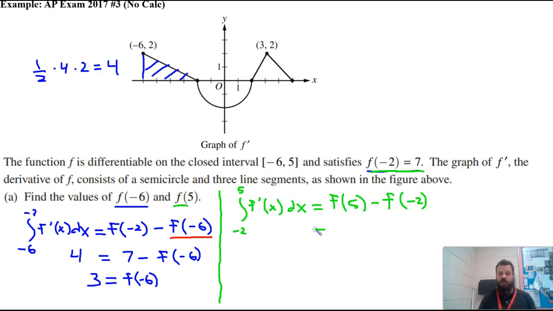All right, same idea on the right side. I want f of 5. We're not sure what that is for now, but I can go minus the f of -2, the 7 right off the bat here. Okay, the left side for this integral, we've got a little more going on.